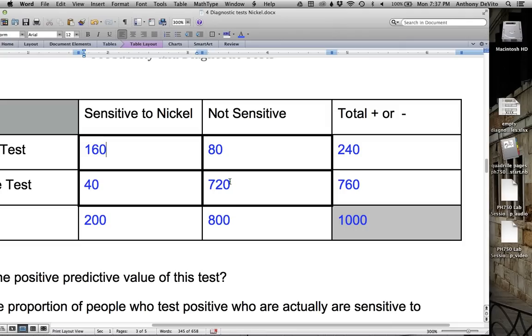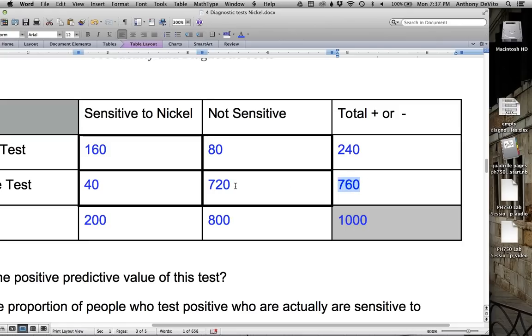Okay, what's the negative predictive value? Let's think about this. The positive predictive value was how likely it is you have the disease if you test positive. Negative predictive value is how likely it is you don't have the disease given you tested negative. How many people tested negative?